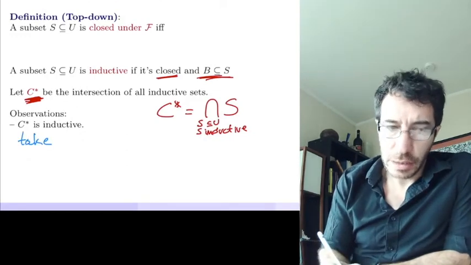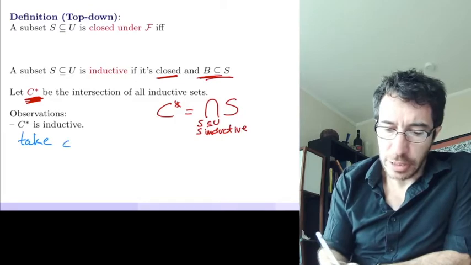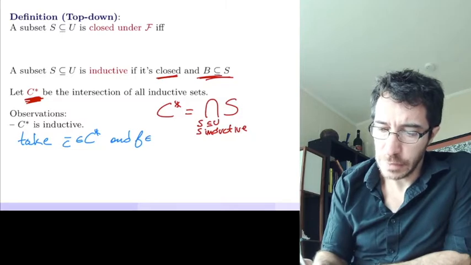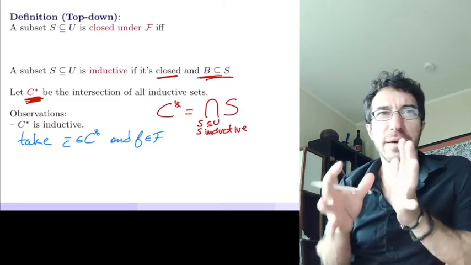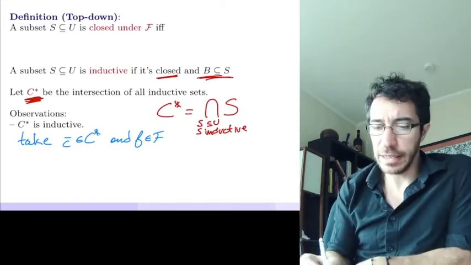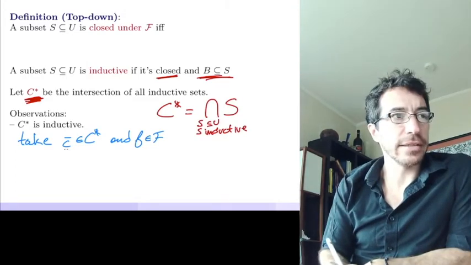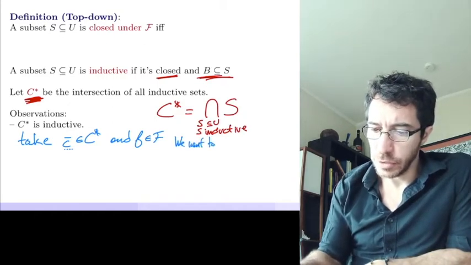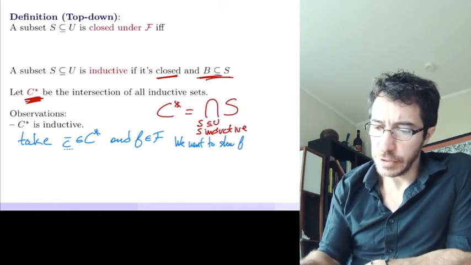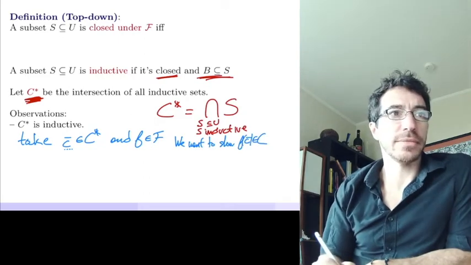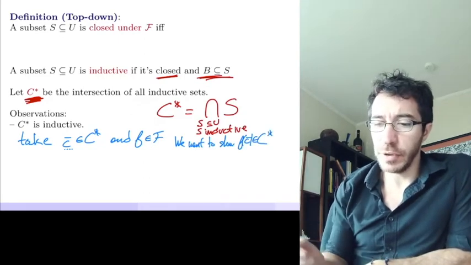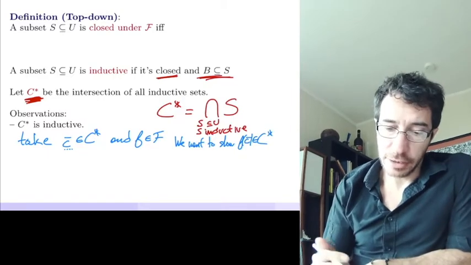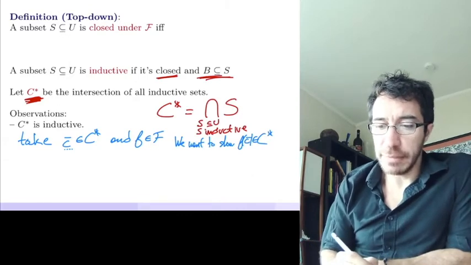Well, if you take a tuple, let's call it C bar in C star, and f in the family of functions, so that the number of inputs of f is the same as the length of C bar. We want to see that f of C bar belongs to C star, right? That's what we want. We need to show that it's inductive and closed, in particular, so then we need to show that it belongs to all inductive sets.